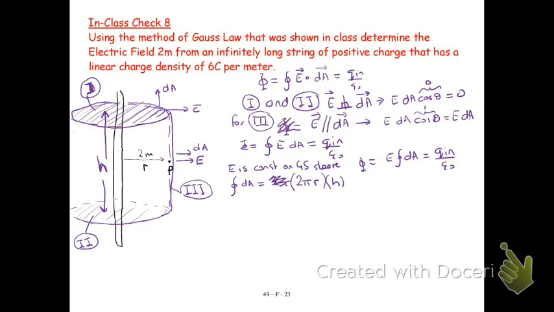It's the circumference times the height. So then we say, well, E times 2 pi r h is equal to Q inside over epsilon naught. So E is equal to Q inside over 2 pi r h times epsilon naught.